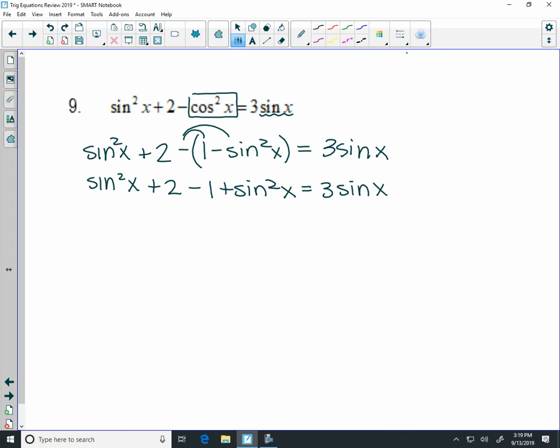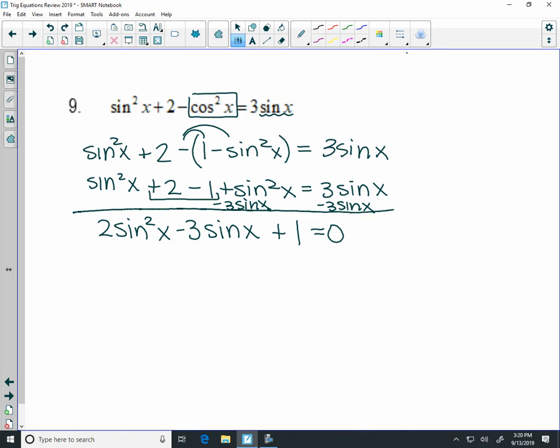I'm going to combine my like terms. I have two sine squareds, and I have a positive one when I add those two together. And I'm going to bring over that 3 sine of x. When I bring it to this side of the equation, it's going to become negative. It doesn't have any like terms, so don't be tempted to try to combine it with the sine squareds or with the constants. All right, now we're multiplying to 2 and adding to negative 3.